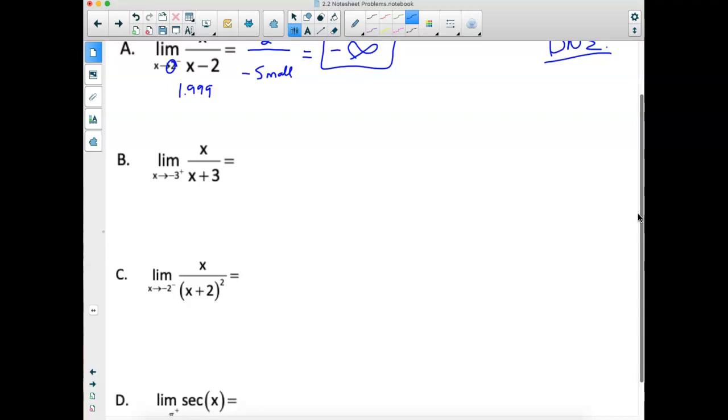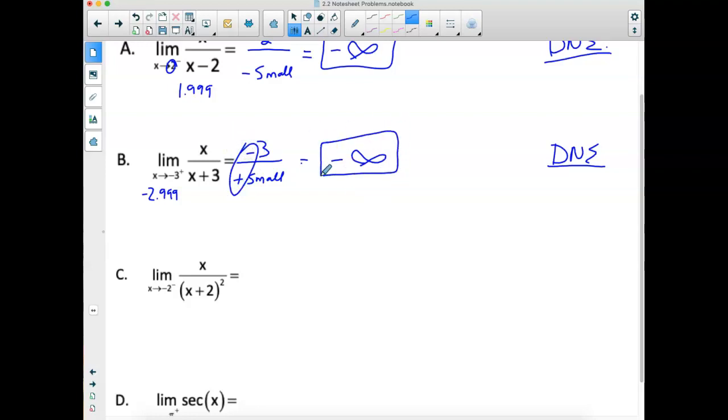Letter B, if I put a negative 3 in there, I got negative 3 over 0. I get another one, does not exist, but they want to know which direction that little bugger is going. So I'm approaching 3 from the right side. That means I'm putting negative 2.999-ish in there, which gives me negative 3 over negative 2.999 plus 3, which is positive small. Something divided by something smaller, smaller, smaller gives me big, but this is negative big because of my signs. Now we're going to come down to C real quick.